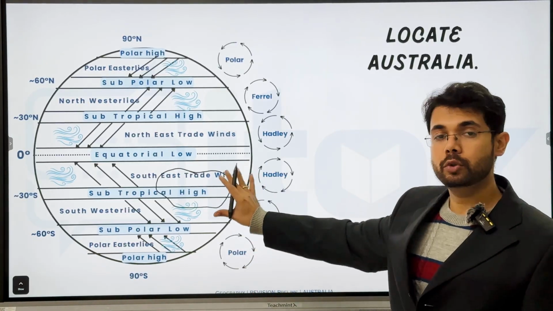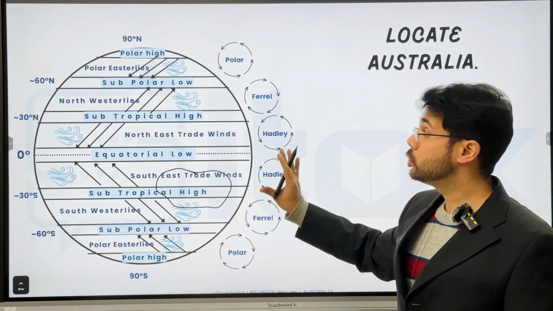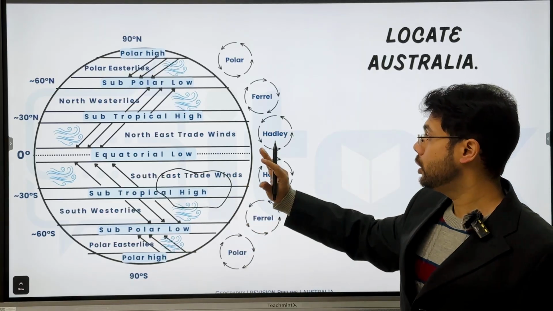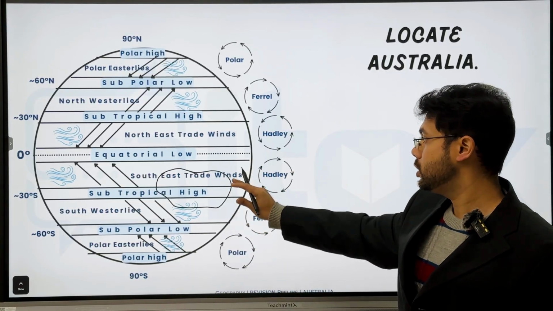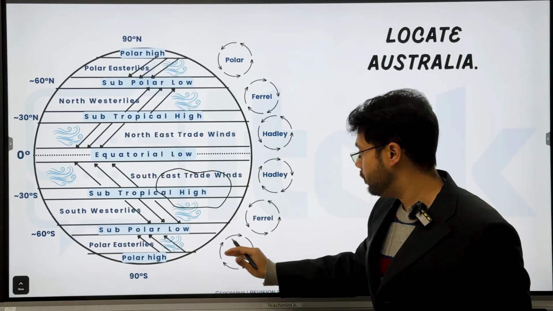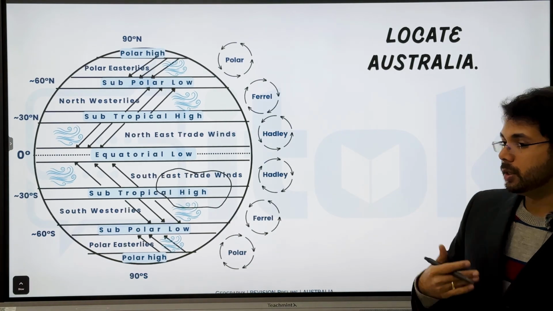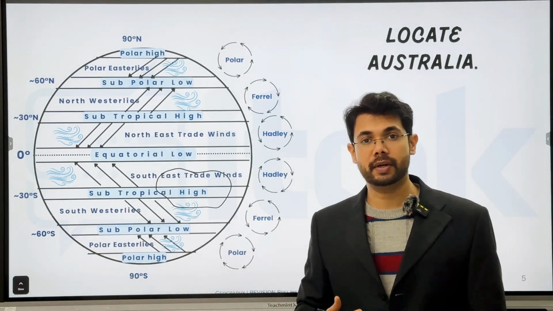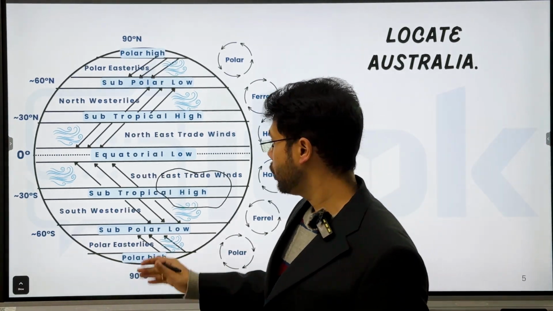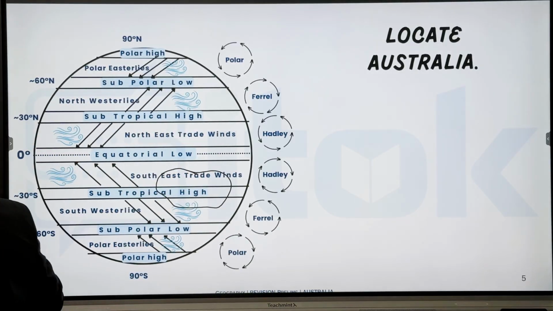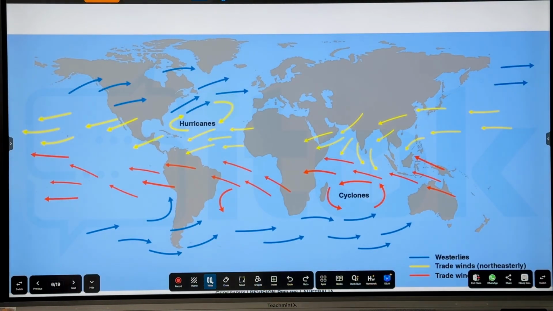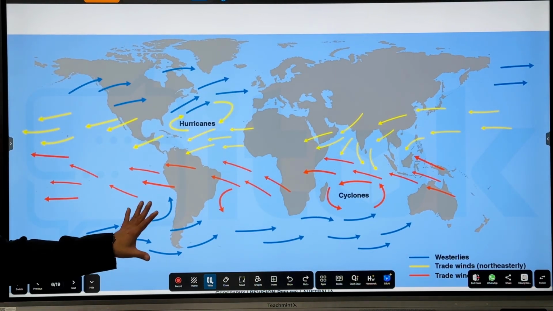This diagram you should memorize by heart. This should be at your fingertips: where the northeast trade winds are blowing, where the southeast trade winds are blowing, and what is happening with each of these cells. With repeated practice, you will become perfect. So this is where Australia will be, and that's how it is in real life.